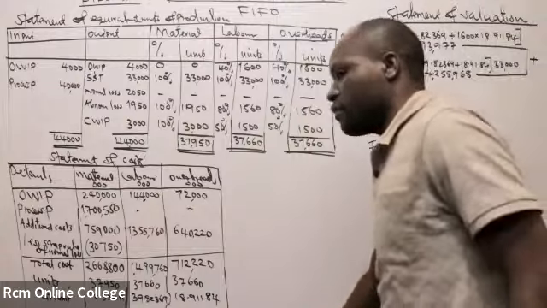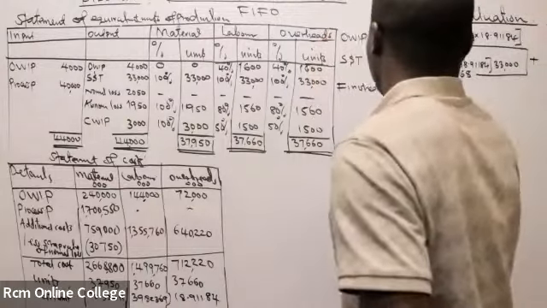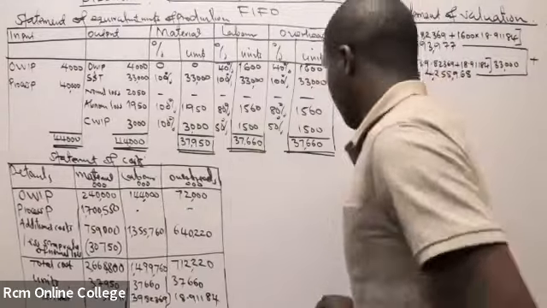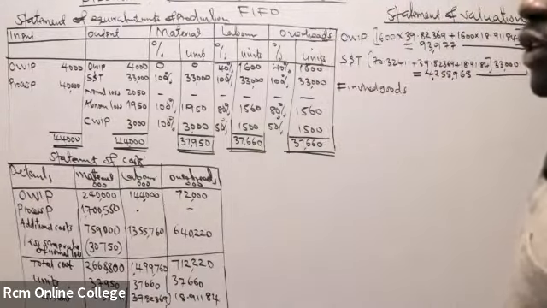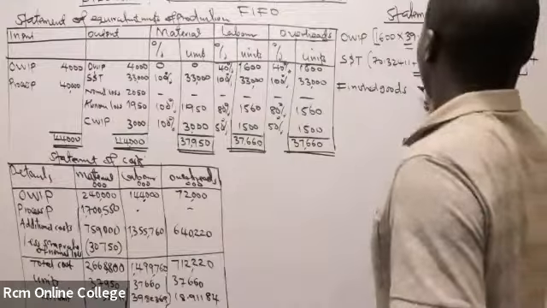Can you please go ahead and give me the cost of finished goods? Finished goods. 4352.